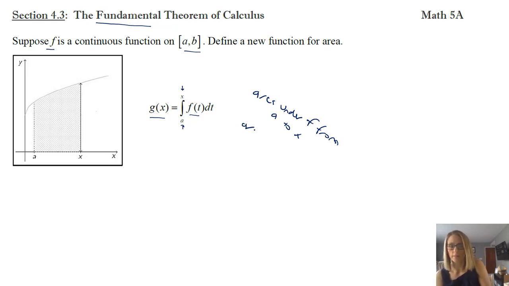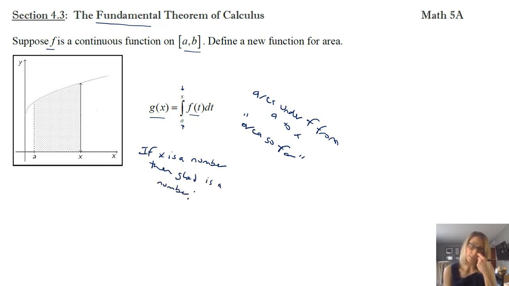You can think of it as area so far, because you're going from a, which will be a constant, to x, which is a variable. Something to understand: if x is a number, so let's say you go from 3 to 5, then g of x is a number. And that's what we saw last section, in section 4.2, that idea of the definite integral. We started talking about the definite integral.